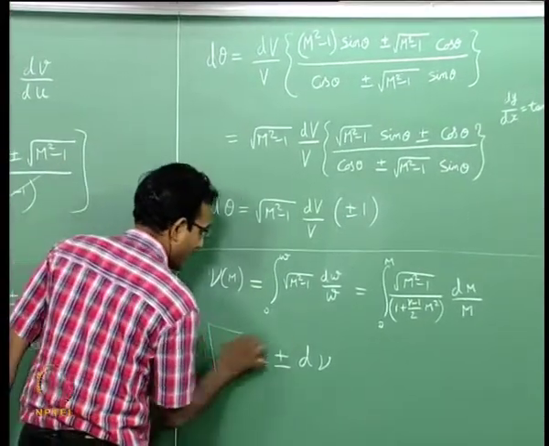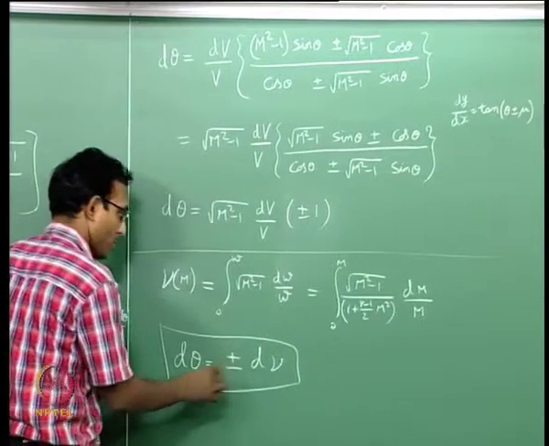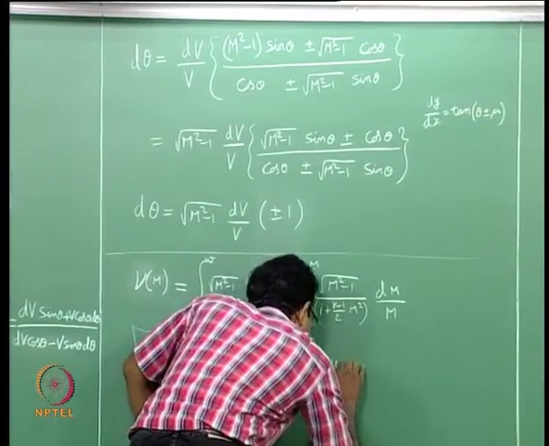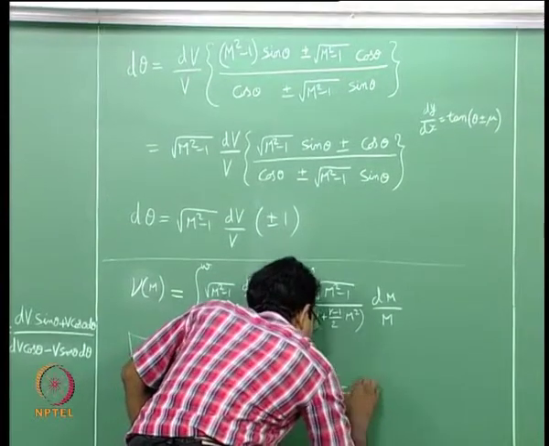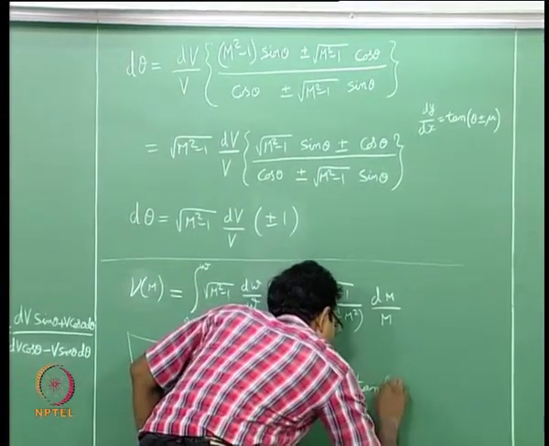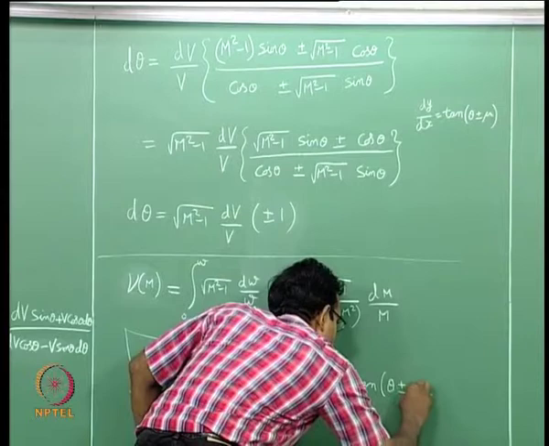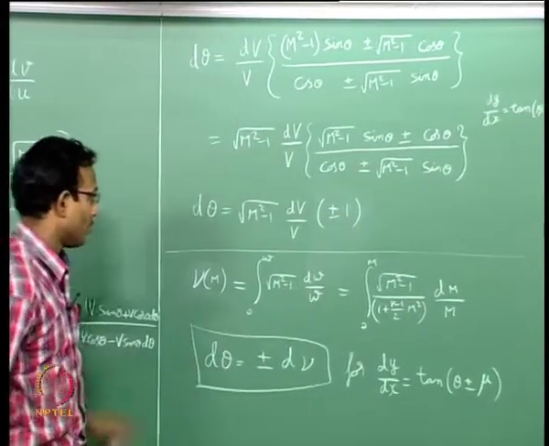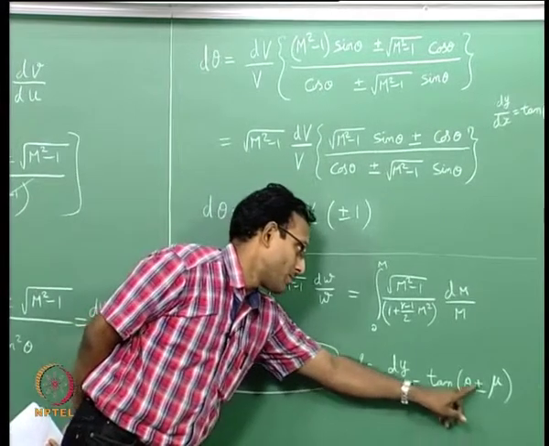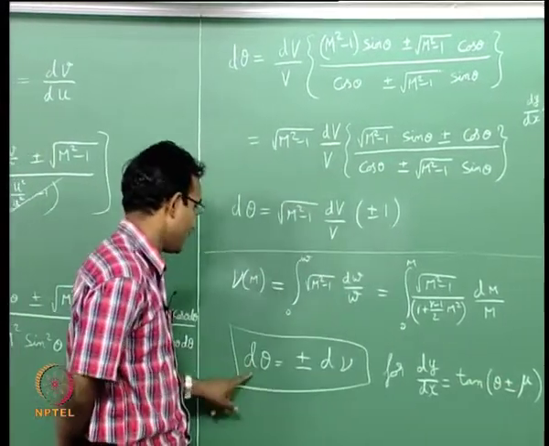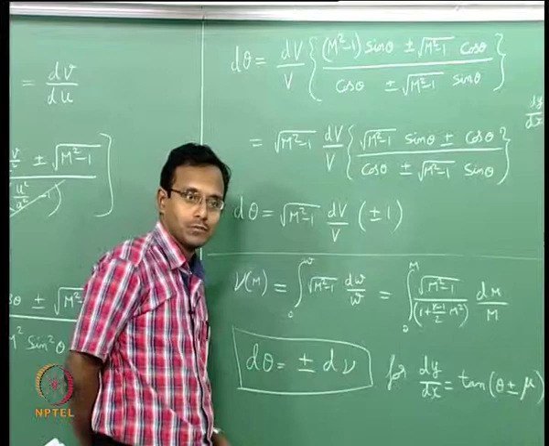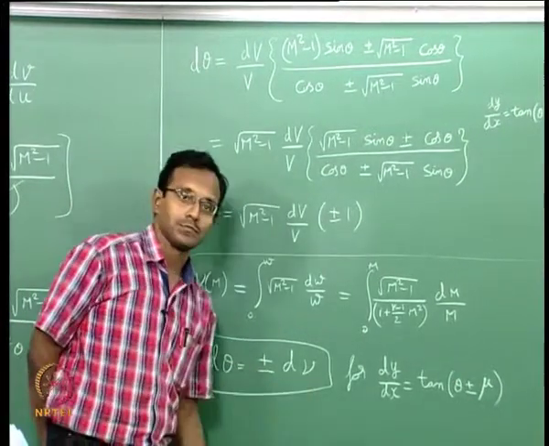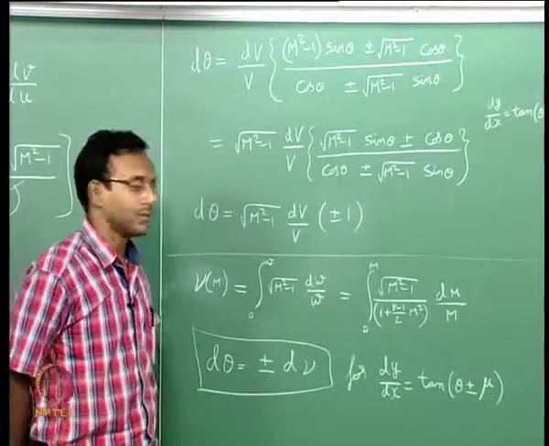There are two differential equations here. I have to write immediately for dy by dx equal to tan of theta plus minus mu. So, if I have a theta plus mu, then I will use d theta equal to plus d nu. If I have a theta minus mu, I will write d theta equal to minus d nu. This is what I will come up with.